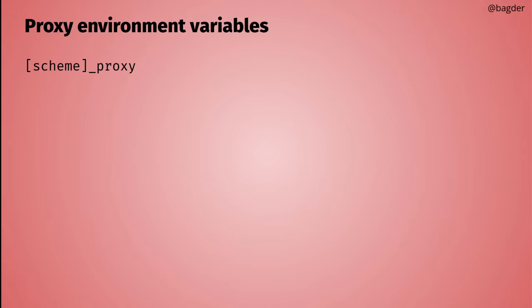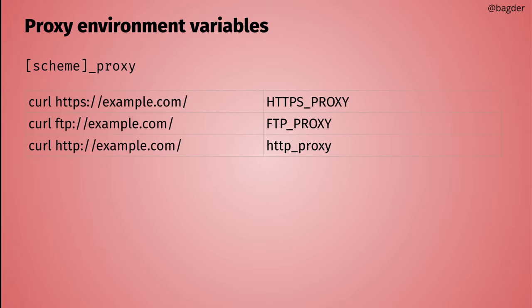Typically, you control which proxy to use by setting environment variables. Basically, they control the scheme in the URL you're using. So if you're going to http://, then curl will check the http_proxy environment variable. Going to HTTPS, it checks https_proxy. FTP checks ftp_proxy. And as you can see, the HTTP one is in lowercase, preferably, for reasons.